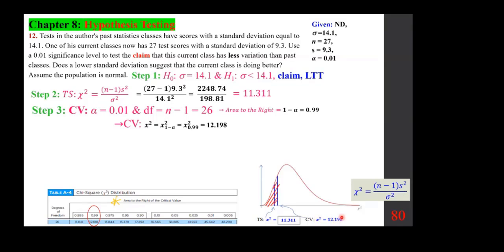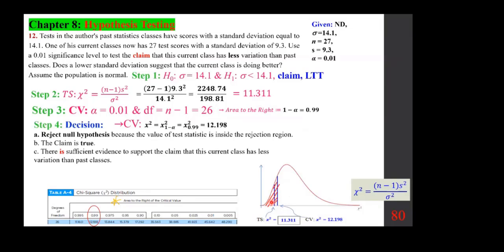Chi-squared is 12.198. The test statistic, which is 11.311, is way into the rejection region. So we are comparing two numbers. What numbers are they? The critical value is 12.198, and by the way, you remember chi-squared is all positive values. The test statistic is less than 12.198, in the rejection region. So the first step is to reject the null hypothesis.